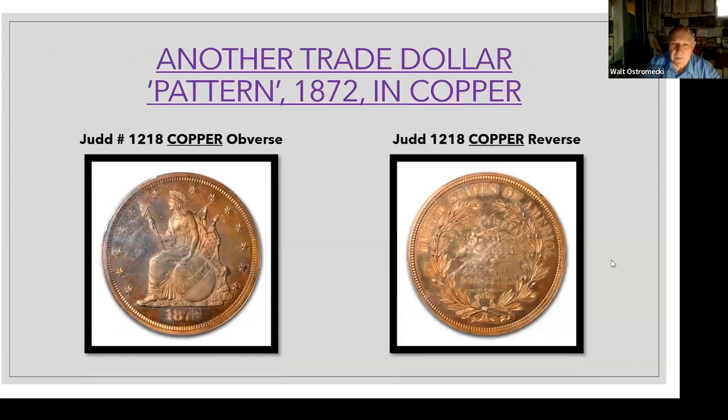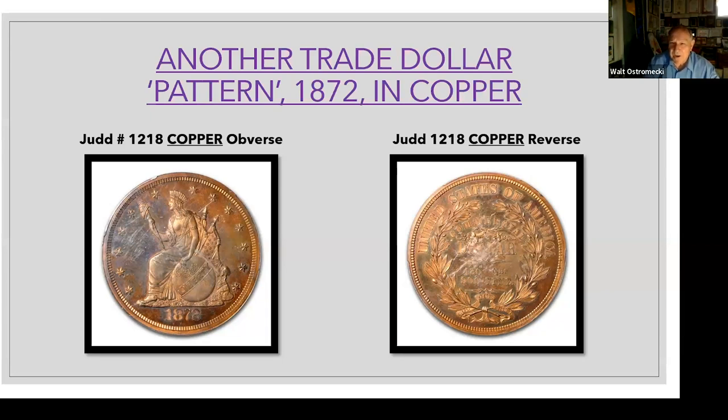Another trade dollar. This is a pattern 1872. This one is very similar to what we just saw, but it's in copper. And there's no recorded number of how many of these patterns were made. I would suspect maybe 2, 3, or 4, so they could be passed around for the Secretary of the Treasury, the Mint Superintendents, and others to view, perhaps even the President.